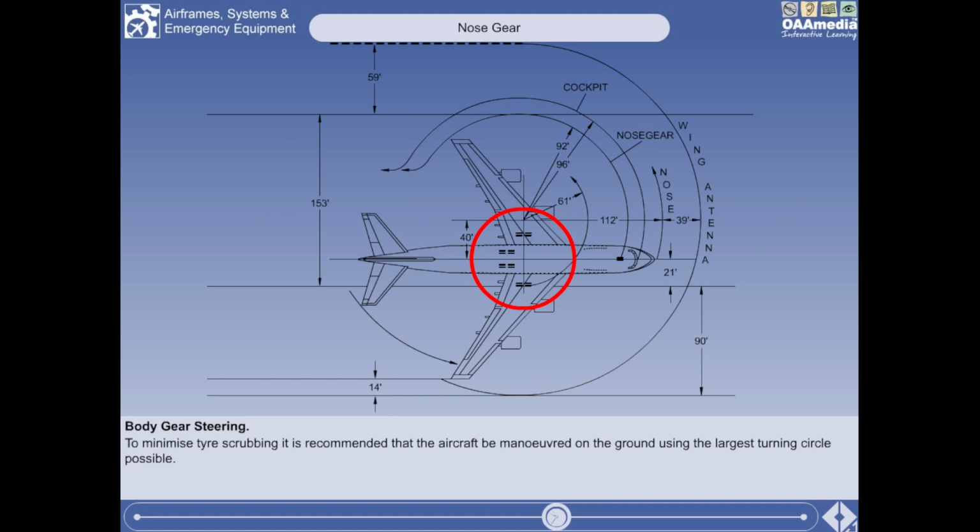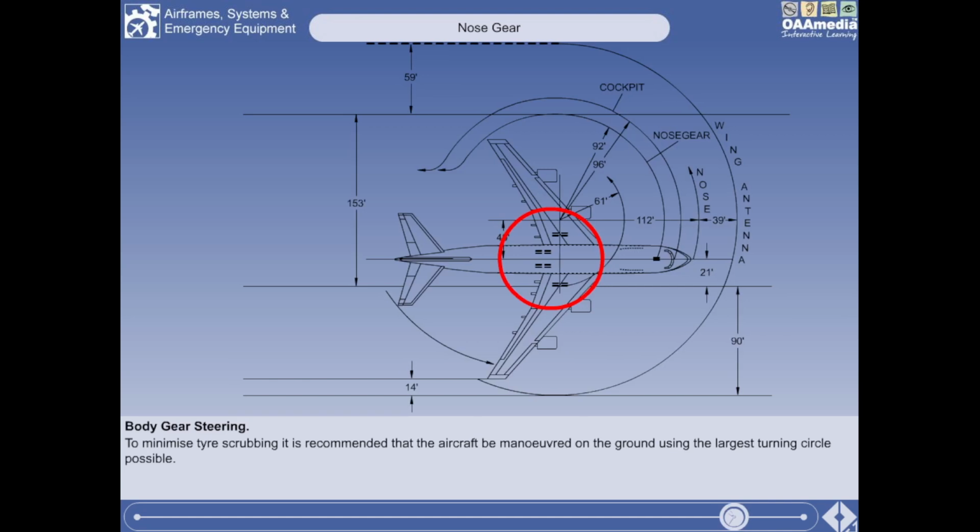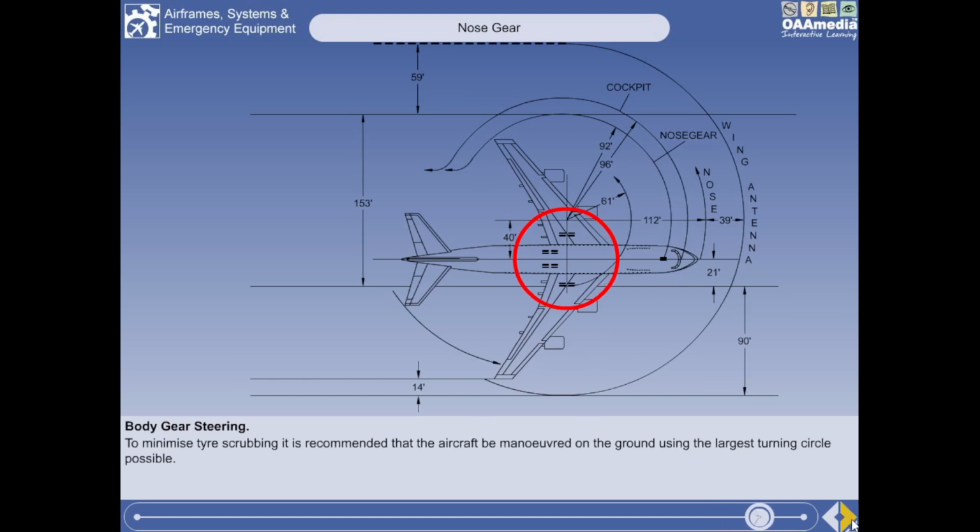To minimize tyre scrubbing, it is recommended that the aircraft be maneuvered on the ground using the largest turning circle possible. Tight turns should be avoided if at all possible, and the aircraft should be moved in a straight line for a short distance before stopping, in order to remove the twisting stresses from the main gear tyres and legs.